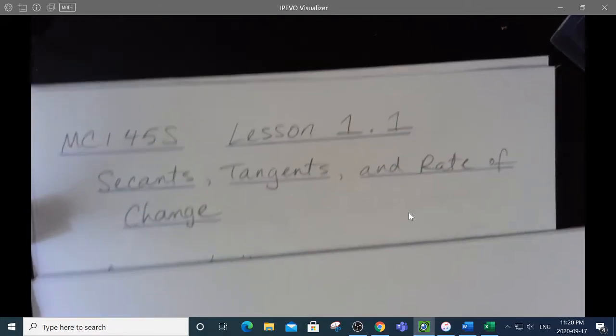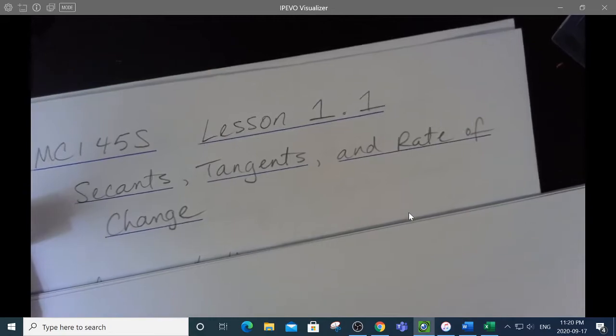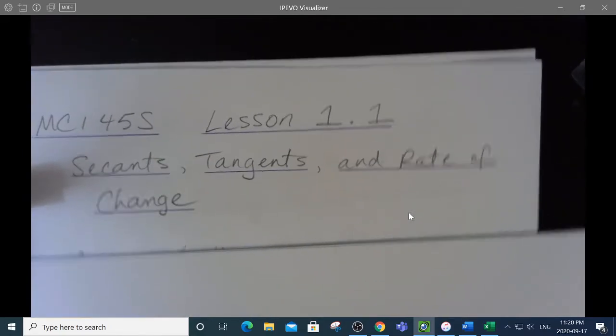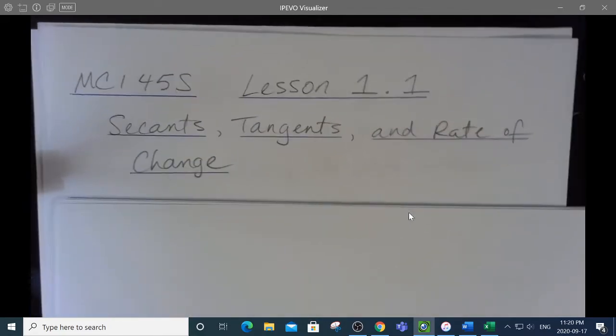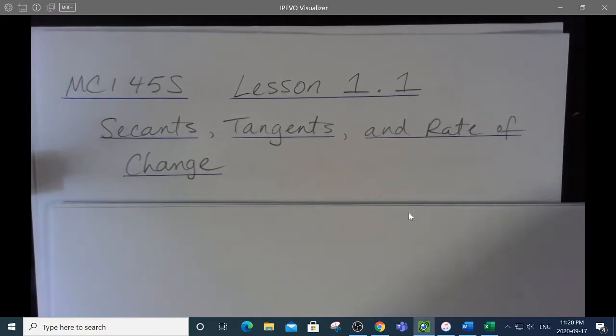Hey everybody, this is going to be our first lesson for our intro calc guys. Actually, I'm going to maybe make this a little more that way. There we go. So this will be our first lesson for our intro calc guys, actually in the calculus course.